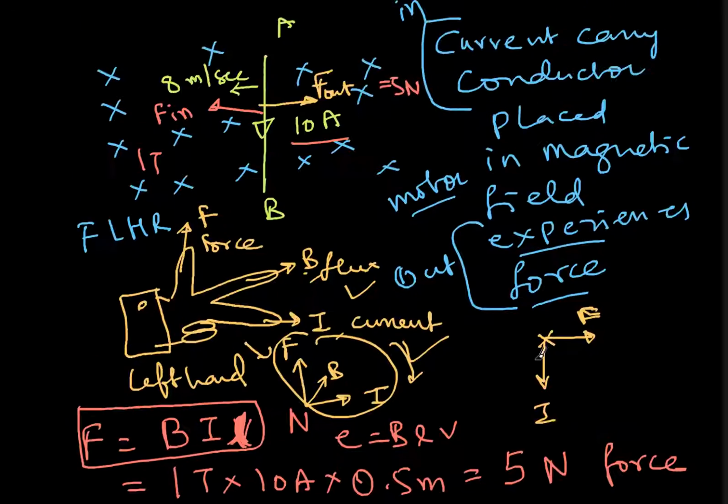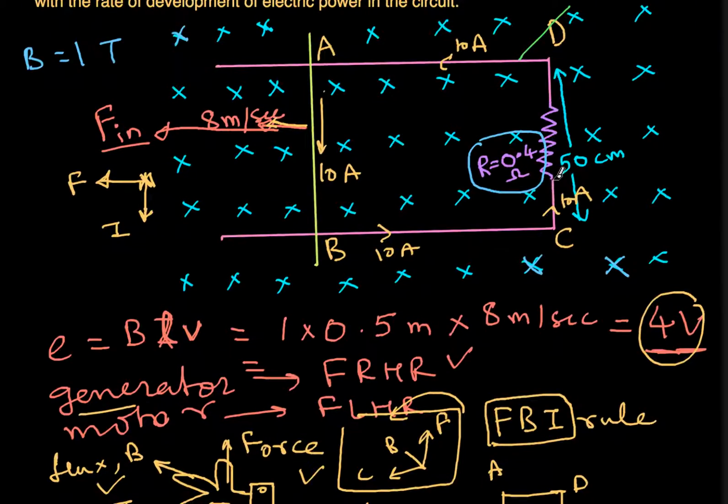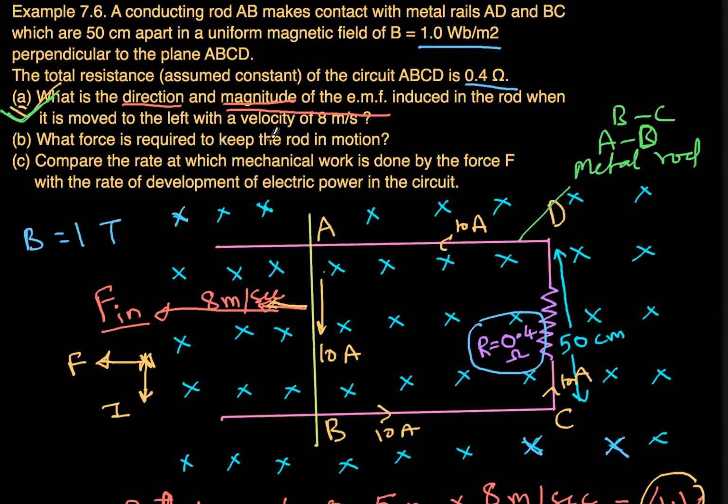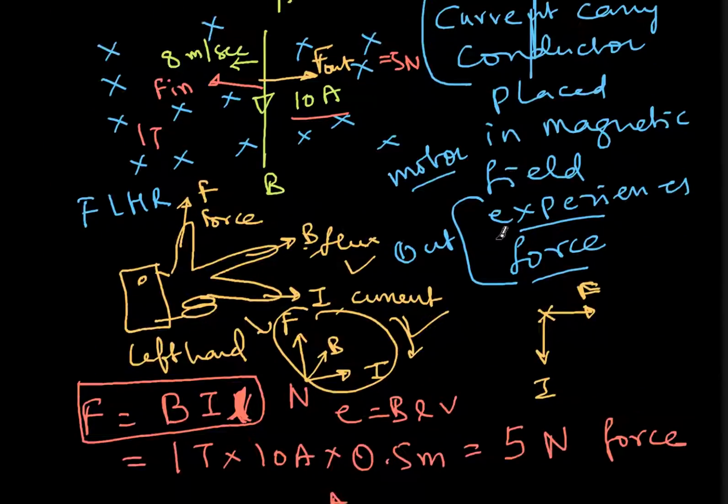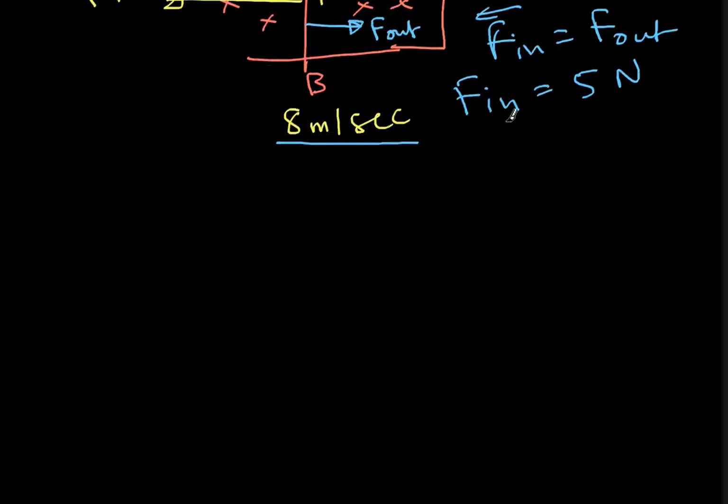By the way, if I go back and look at the third part of the question, I am looking at the B part. What is the force required to keep the rod in motion? This also we solved, and the answer is 5 newtons. Now compare the rate at which mechanical work is done by the force F with the rate of development of electric power in the circuit. So let's see, what is electric power in the circuit?